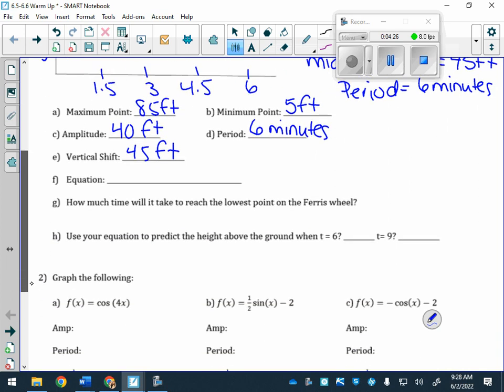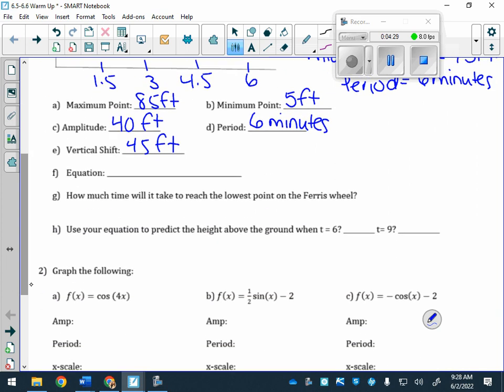So, how do we come up with our equation? Well, first, let's always begin with y equals. Okay, what is our amplitude? 40, so that's our A value, right? And then we're using sine. We'll fill out B in a second. What is our midline? Plus 45. We're up on that midline.